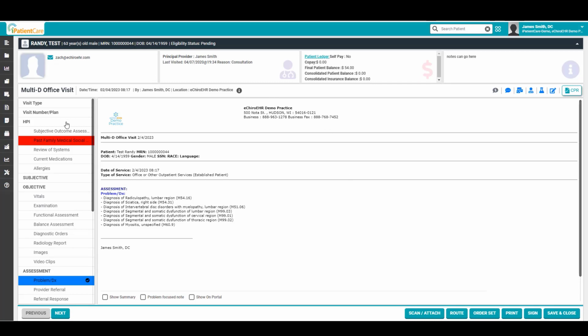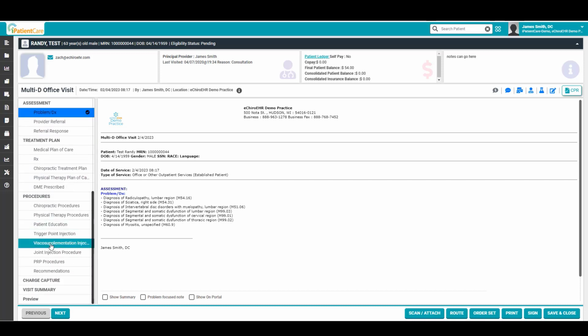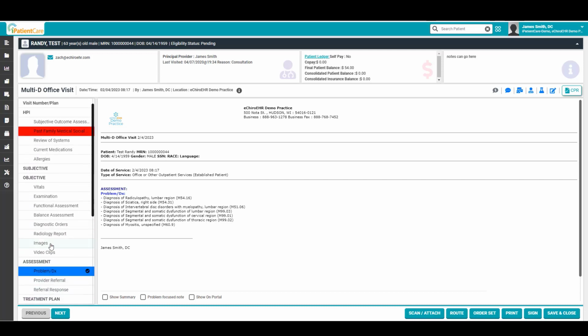And so as we mentioned, we've opened up the note. We understand now in looking at this note that there are note sections. Well, those note sections are identified in this column on the left-hand side. So we have visit type, visit number per plan, we have HPI, we have subjective outcome assessment, past family medical social history, review of systems, current medications, allergies, subjective, objective. These are the note sections, as we've talked about, that give that backbone and outline of the note.